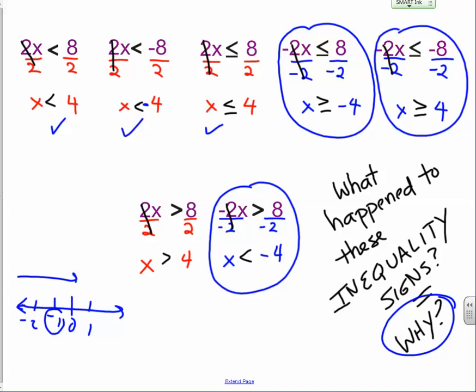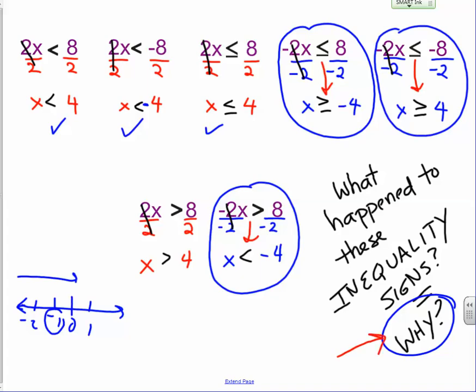And then the circled ones, something strange had to happen. In order for this to remain true, we have to reverse the inequality sign. So this said less than, and the solution has to be greater than. This said greater than, and the solution has to be less than. And I asked you the question, why do we have to do that?